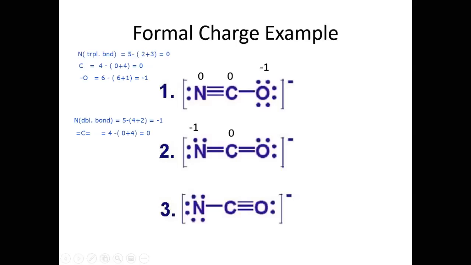And then we have a double bond oxygen. So a double bond oxygen should have what formal charge? That's correct, a zero. So when we calculate the double bond oxygen, it has six valence electrons minus four lone electrons plus two bonds, zero. So it should have a zero formal charge.